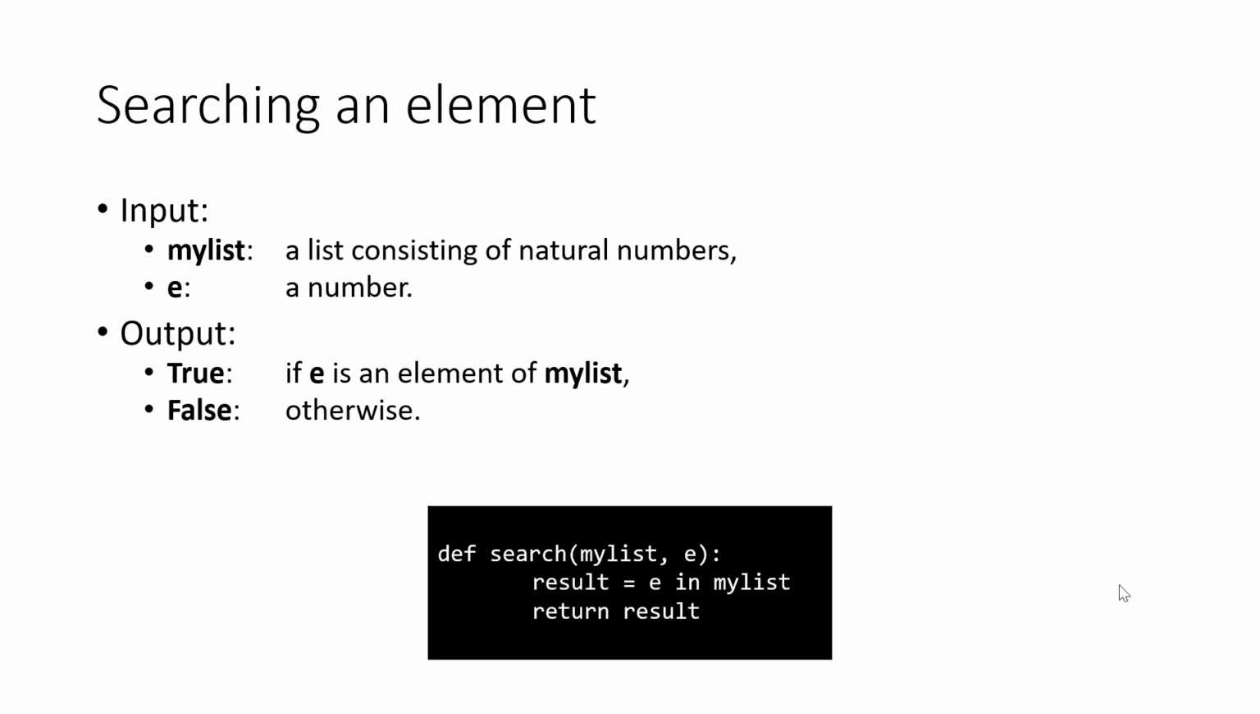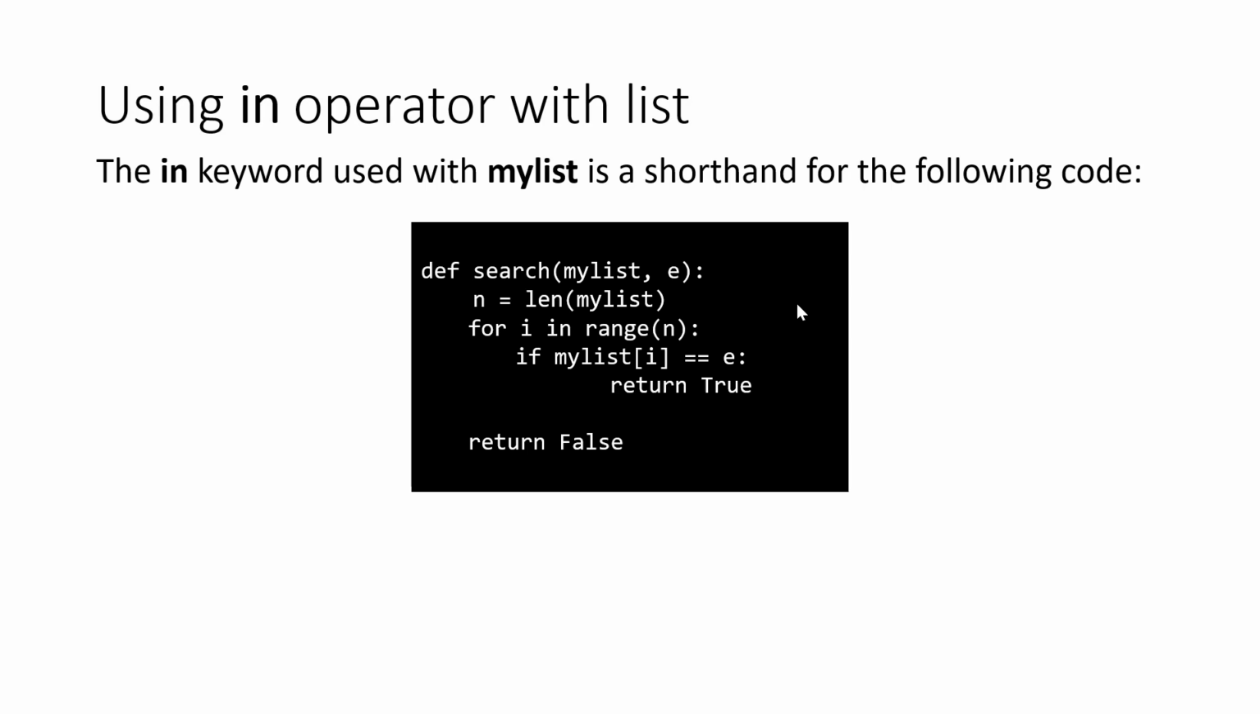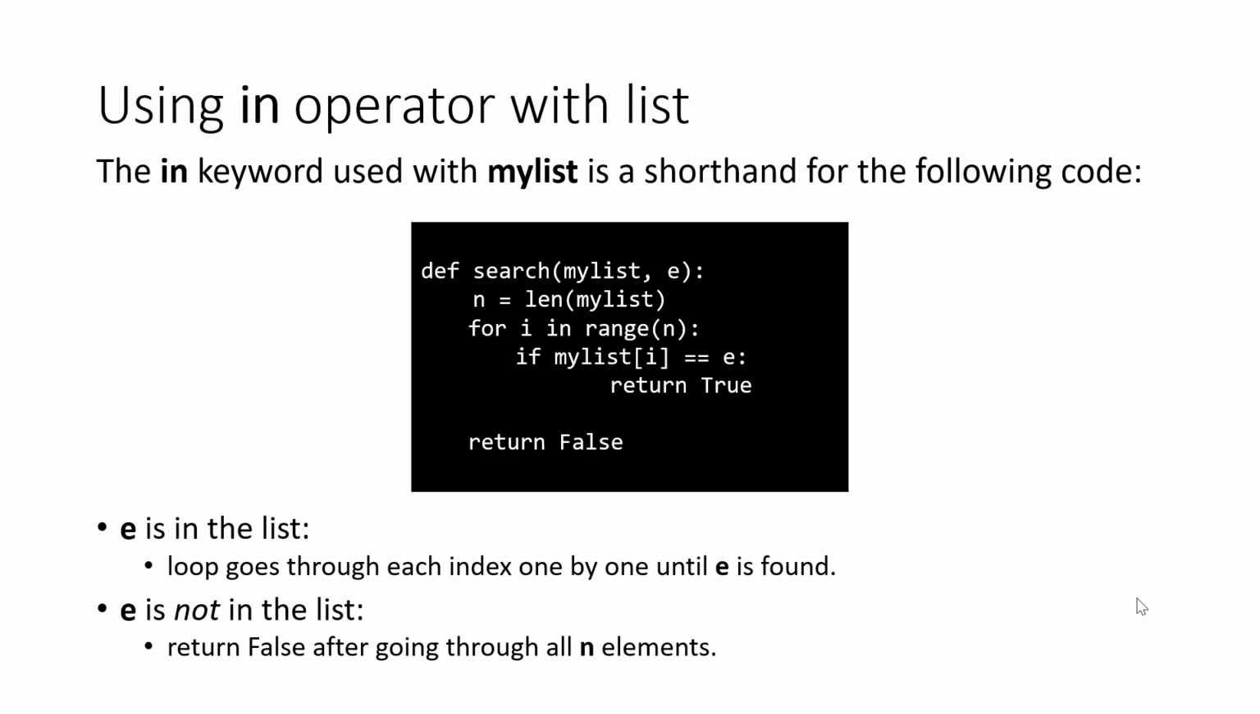As you have seen already, Python provides a ready-made shortcut called in, using which you can search whether a particular element is there in a list. The in keyword, when used with a list, is actually a shorthand for the code which is shown on your screen. To find an element in a list, the code goes through every index which is there in the list. So it will start from 0 and it will end at length of the list minus 1. If e is there in the list, then it will find that element because it is enumerating all the elements. And when e is not in the list, after it has gone through all these elements, it will return false.